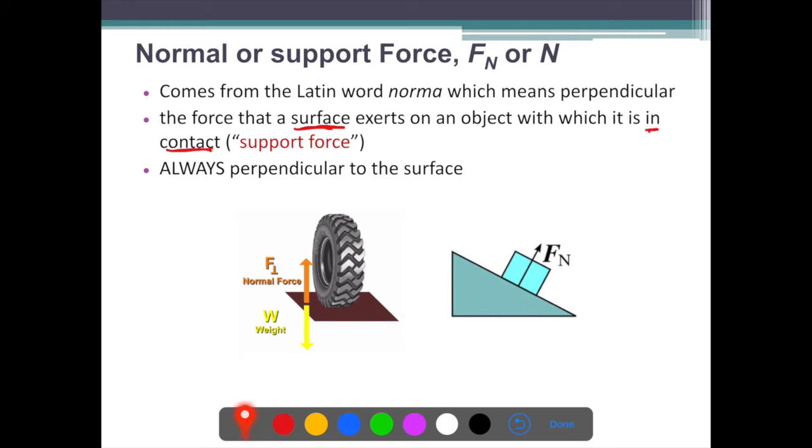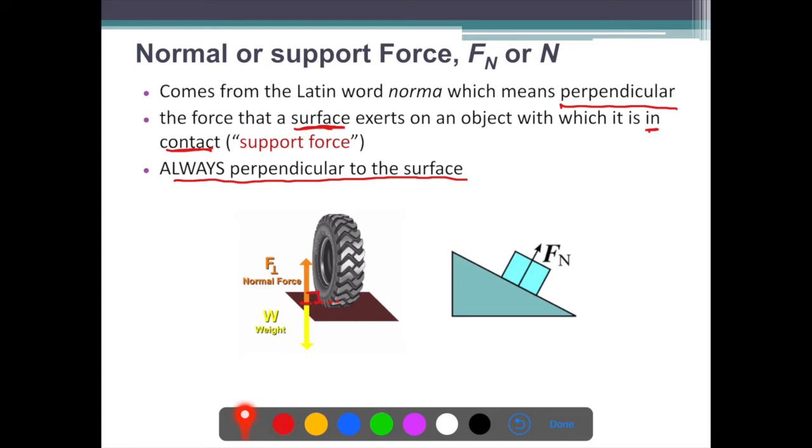And because of the word here, normal, which means perpendicular, the normal force is always directed perpendicular to the surface that is supporting the object. So say here you have this tire that's on the ground. The ground is supporting the tire, so you will have a normal force. The normal force is perpendicular to the surface and it's supporting the tire upwards. So your normal force is this upward force that is perpendicular to the surface that's supporting the tire.